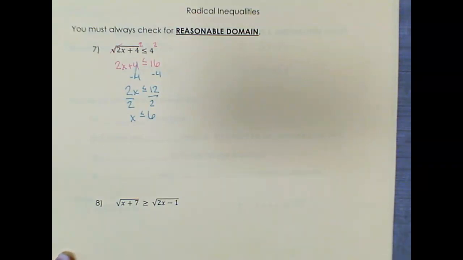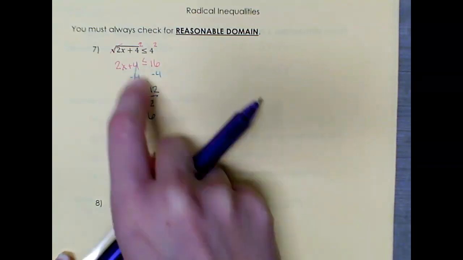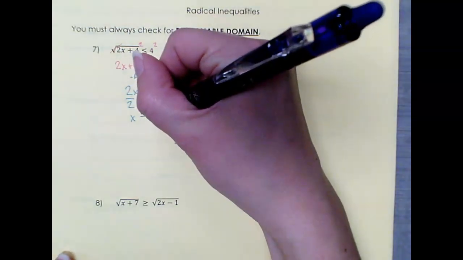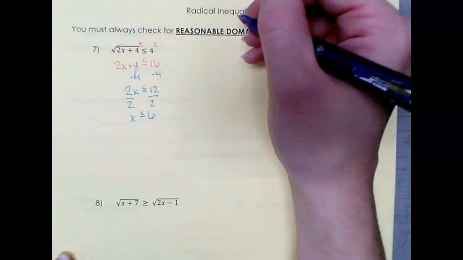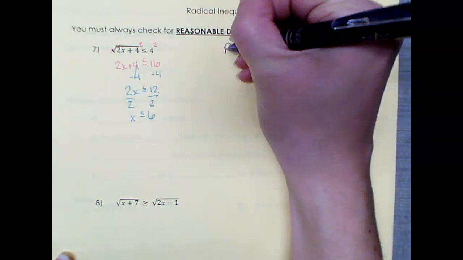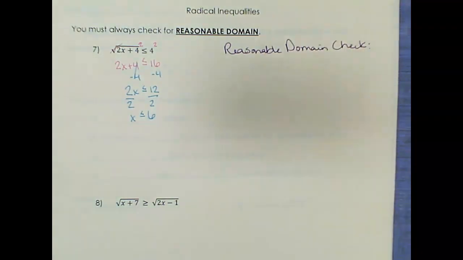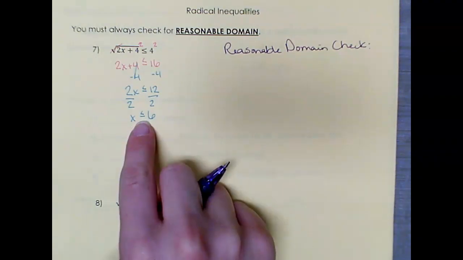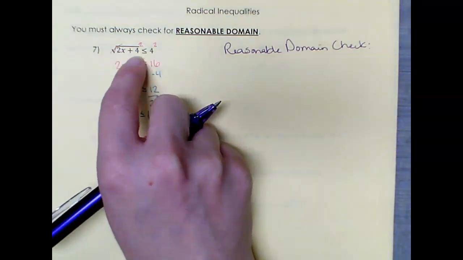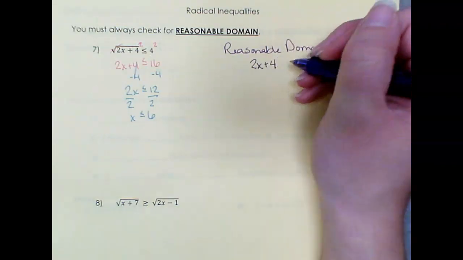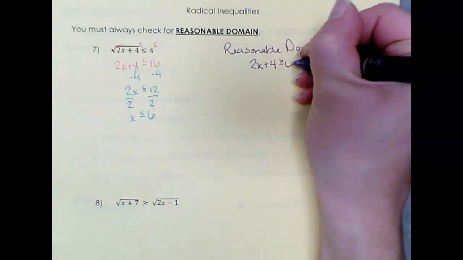But the last thing that we need to check is not so much if I take 6 and plug it in, does it work? The thing that we need to check is that this x is less than or equal to 6 falls into a reasonable domain. And we haven't discussed that yet. So a reasonable domain check. A reasonable domain check means that you've got to check and make sure that this falls within the positive values for the radicand. So the way you check this is you take the radicand, 2x plus 4, and you need it to be positive. So you need it to be greater than or equal to 0.